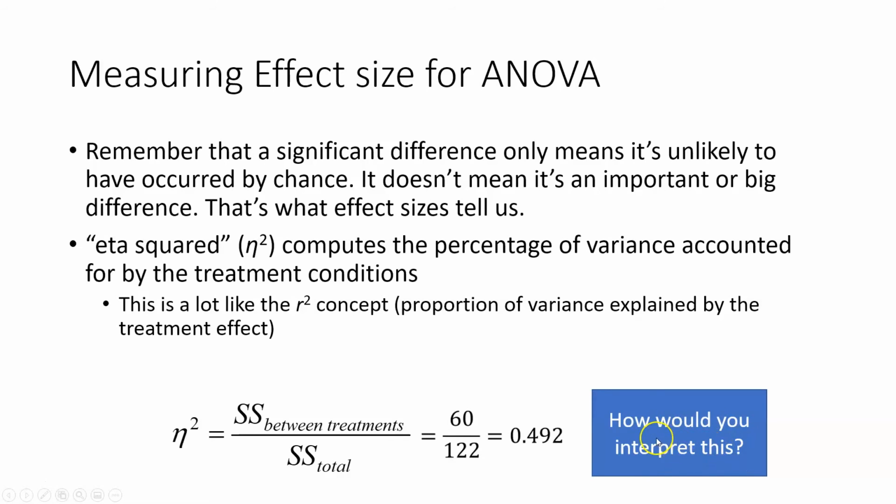Hopefully you would remember that when interpreting an R squared, we would say 49% of the variability in people's test scores after they studied in these different ways can be attributed to the particular way in which they studied. We interpret the eta squared in the same way. So we'd say 49% of the variability in these students' test scores can be attributed to their treatment condition, or can be attributed to the type of study condition that they were placed in.